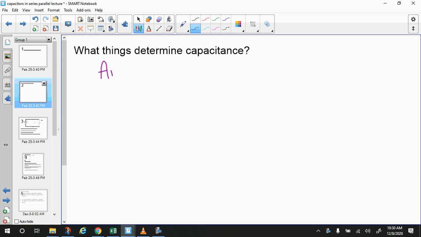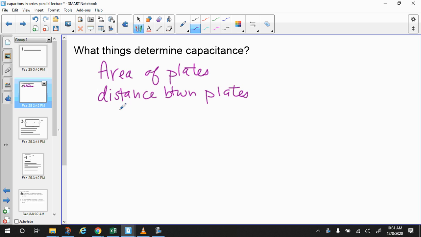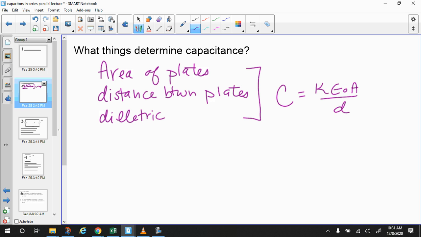We should include area of plates, distance between plates, if there's a dielectric, and all of those go together to make the equation for capacitance, which is kappa, which is our dielectric constant, times epsilon naught times area over distance between the plates. So we need to keep these things in mind, especially area and distance between the plates, as we're thinking about combining capacitors and circuits in parallel and in series.